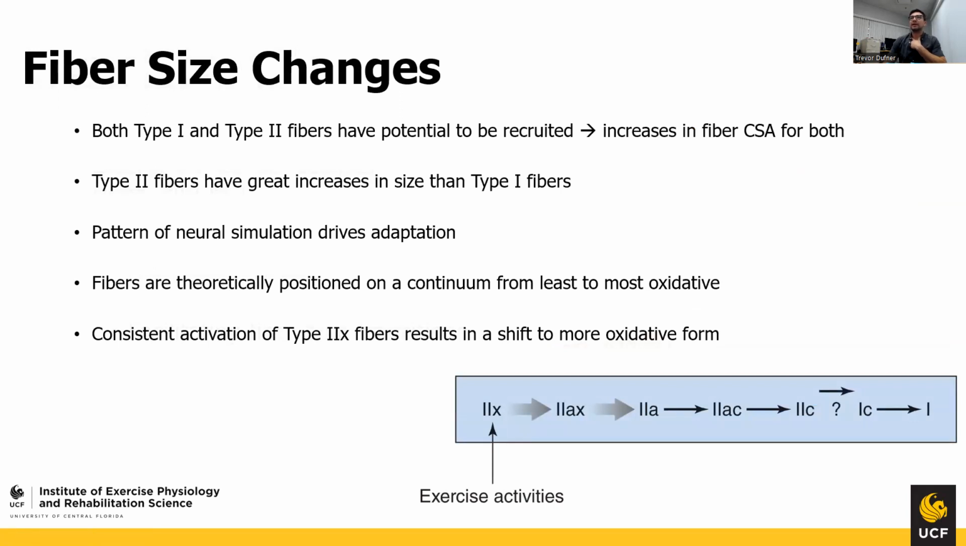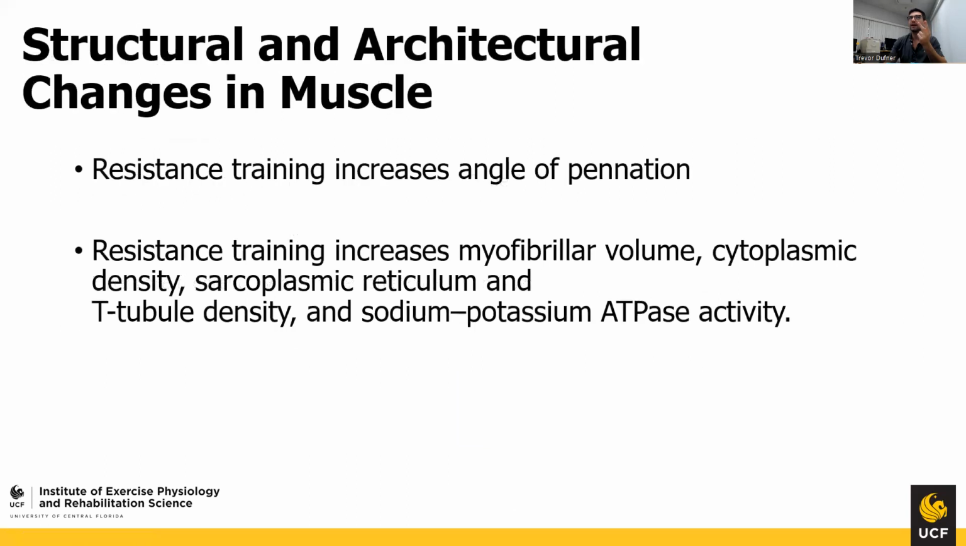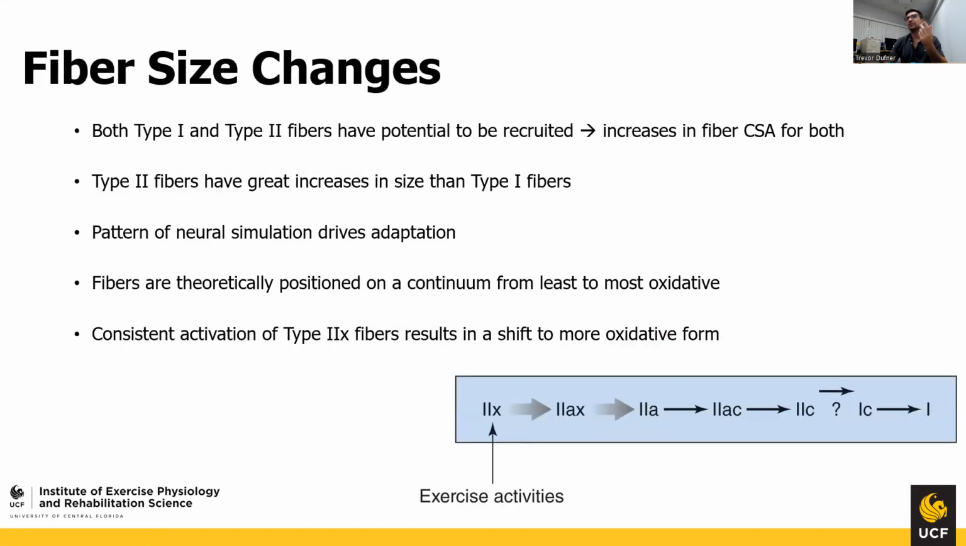So, fiber size changes. Both type 1 and type 2 fibers have the potential to be recruited, right? There's an increase in fiber cross-sectional area for both. If you are training a fiber and fatiguing that fiber, you are going to see an increase in muscle fiber size. Type 2 muscle fibers typically have a greater increase in size than type 1 fibers, and this is for a few different factors. One is that type 2 fibers go through two types of hypertrophy: you'll increase myofibrils, as well as go through sarcoplasmic hypertrophy, which I'm not sure I talk about here. I don't think I do. But essentially, type 2X or type 2 fibers in general have more capacity to go through hypertrophy, and they're already larger in general.